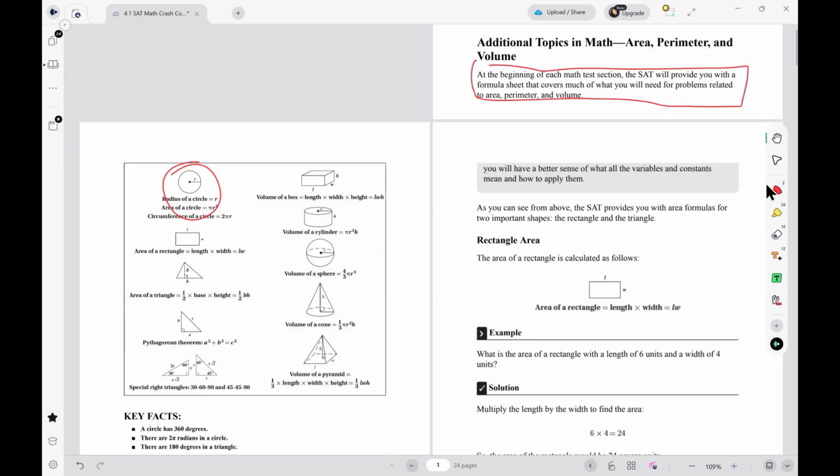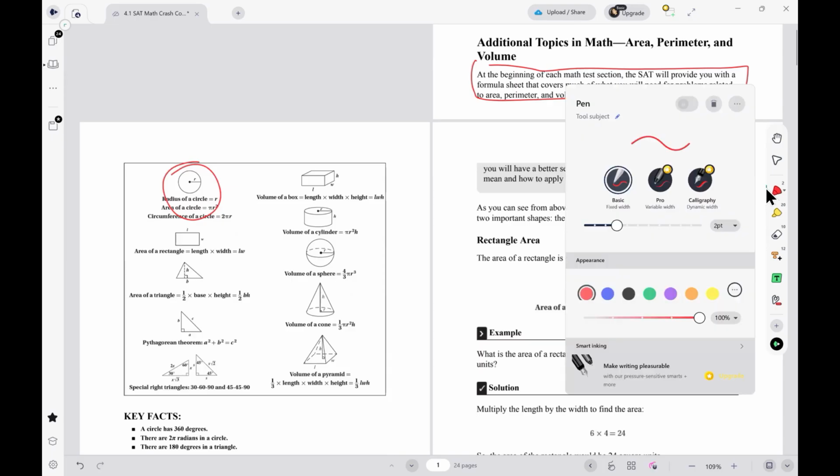So, are you comfortable with these kinds of geometrical shapes or geometrical structures? Do you know what these things are?